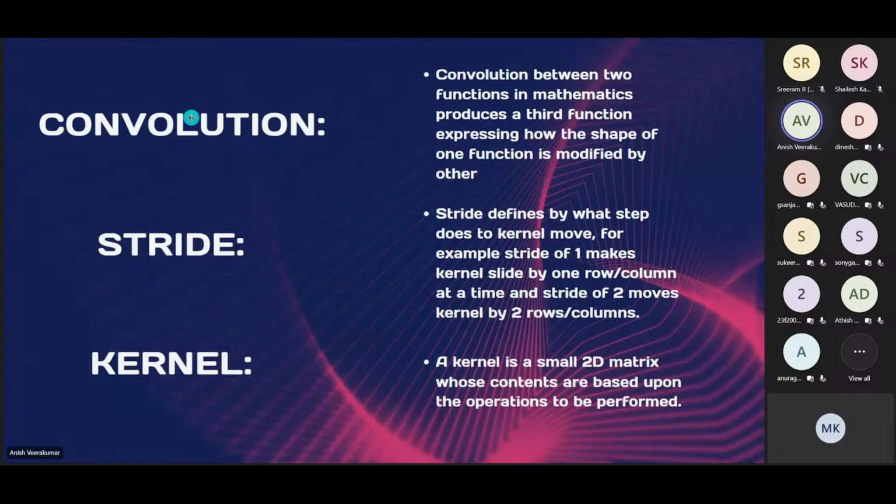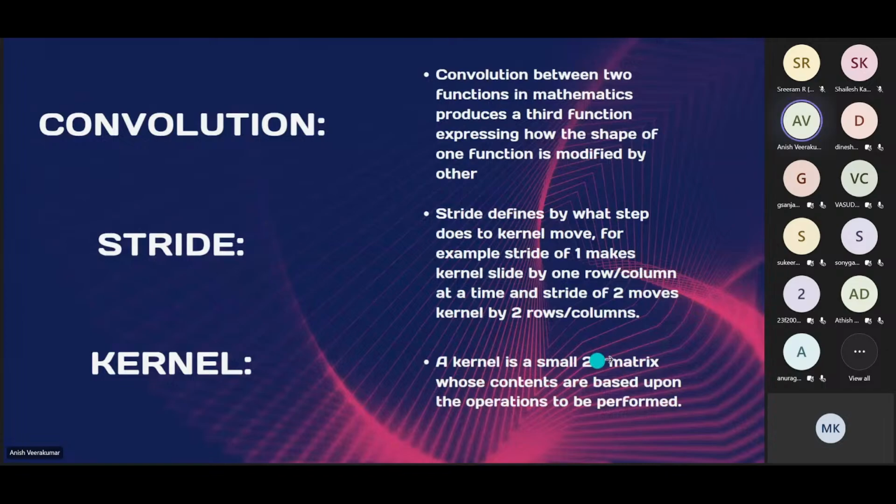Just a recap of that. Convolution between two functions in mathematics produces a third function expressing how the shape of one function is modified by the other. This is a very bookish definition. When you see an example, you'll see that it's actually way easier than whatever is mentioned here. Stride is just the step the kernel moves. For example, a stride of 1 makes a kernel slide by 1 row or column at a time, and a stride of 2 moves a kernel by 2 rows or columns at a time.